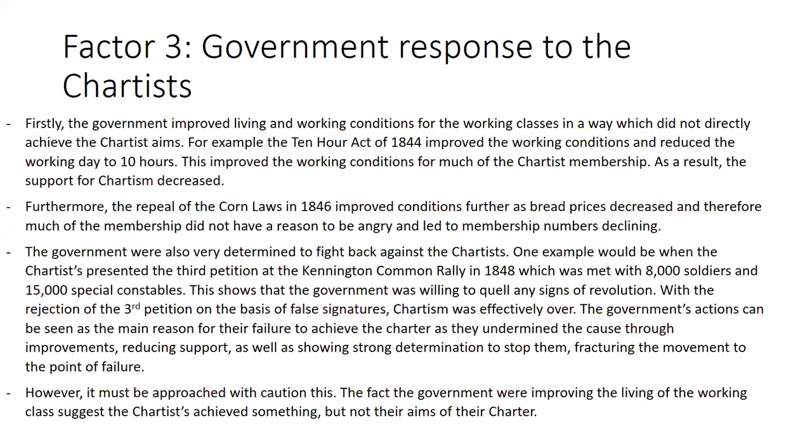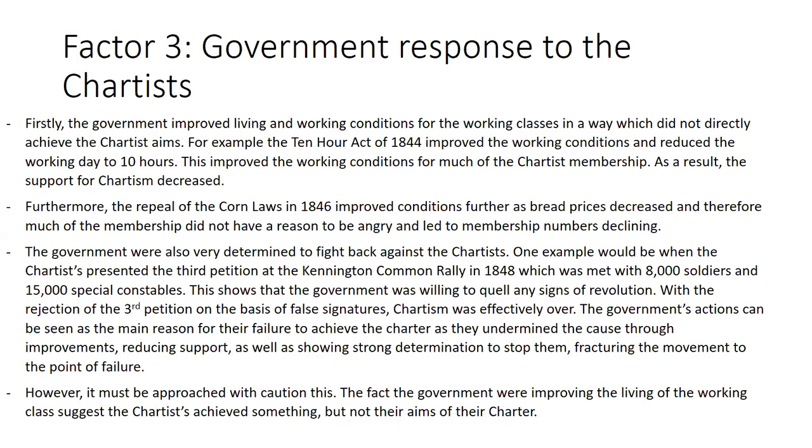So the government improved living and working conditions. So in 1844, they passed the 10-Hour Act, which improved working conditions. It reduced the working hours to 10 hours a day. 10 days definitely would be too long. Now, this improved the working conditions for a lot of the Chartist members. So as a result, the Chartist members that were kicking off actually stopped being angry because the government did something for them. Also in 1846, the government repealed the Corn Laws, which meant that bread prices decreased, and so much of the membership had nothing to argue about. It led to less anger and led to membership numbers declining. So the government passed laws that appeased aspects of working class life.